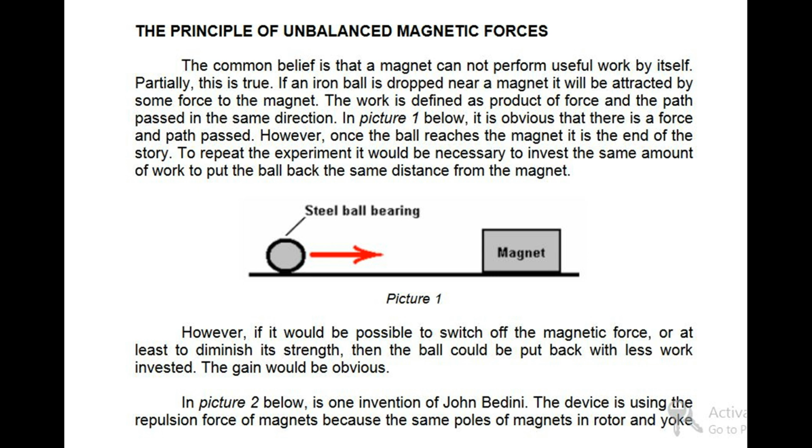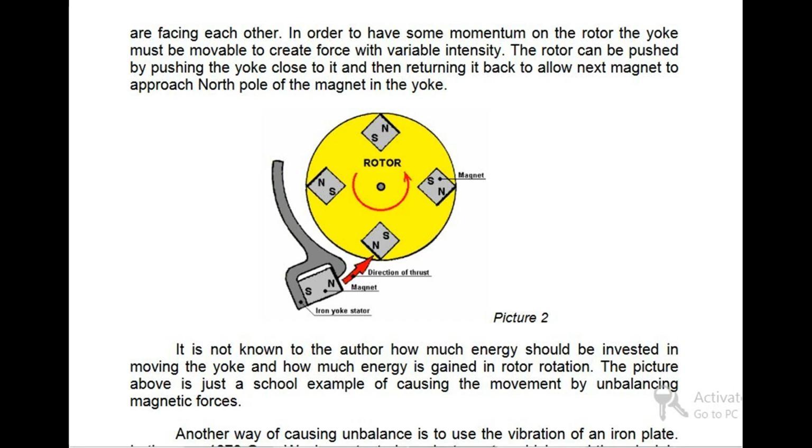In picture 2 below is one invention of John Bedini. The device is using the repulsion force of magnets because the same poles of magnets in rotor and yoke are facing each other. In order to have some momentum on the rotor the yoke must be movable to create force with variable intensity. The rotor can be pushed by pushing the yoke close to it and then returning it back to allow the next magnet to approach the north pole of the magnet in the yoke.